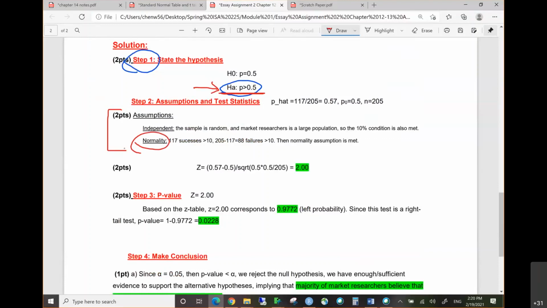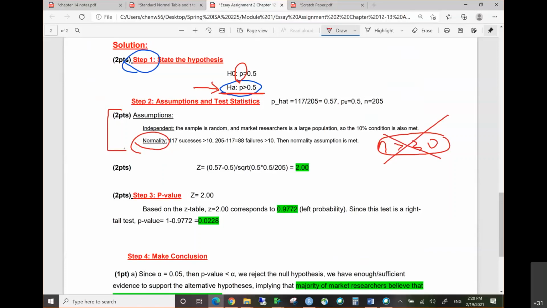We are testing about the proportion. What should we check for the normality assumption? Do we still check the sample size larger than 30 so that we can apply the central limit theorem? No, right? This is for the normality assumption for testing about the population mean mu.